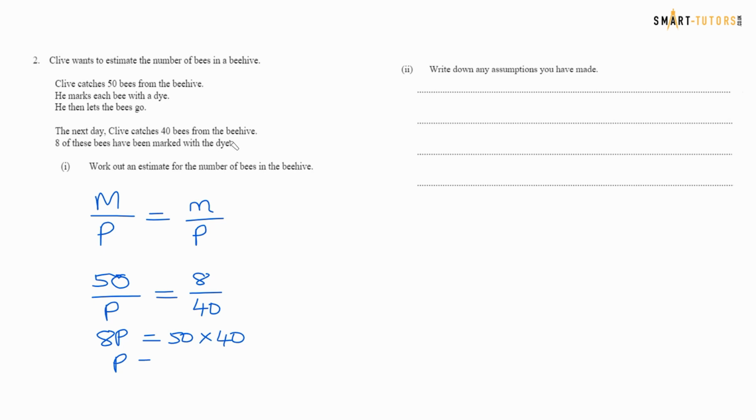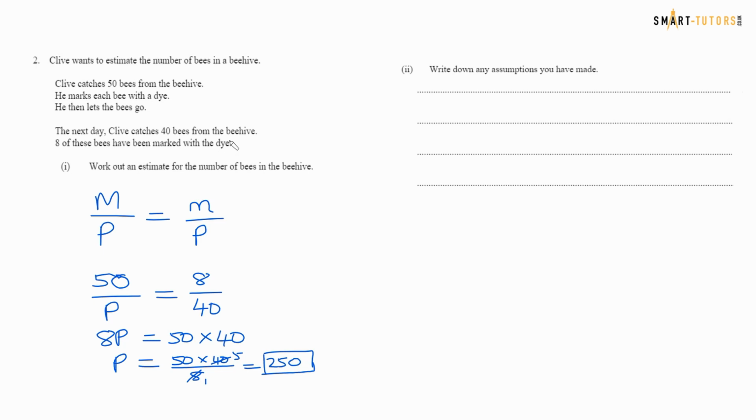So P equals 50 times 40 over 8. So 8 goes into 50, 8 goes into 5... 5 times 5 is 25. So 250 is the total number of bees in the beehive.